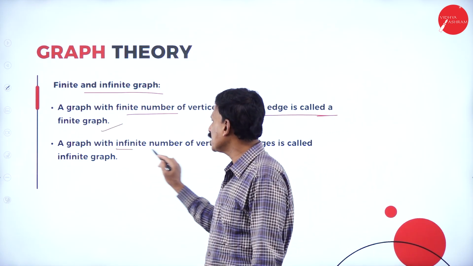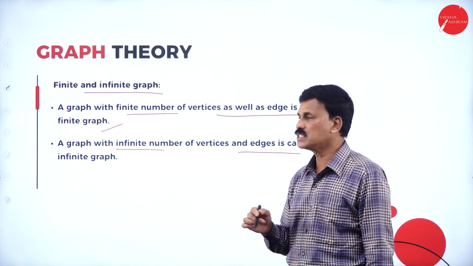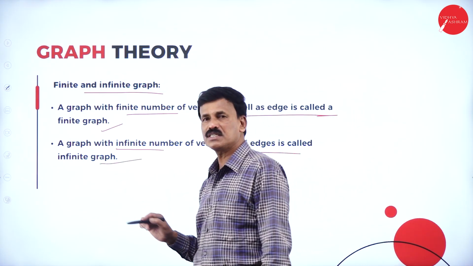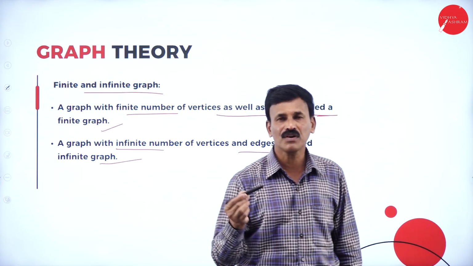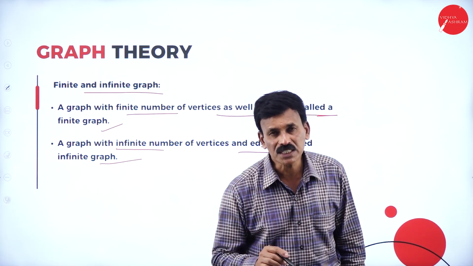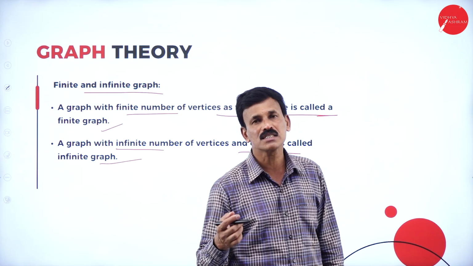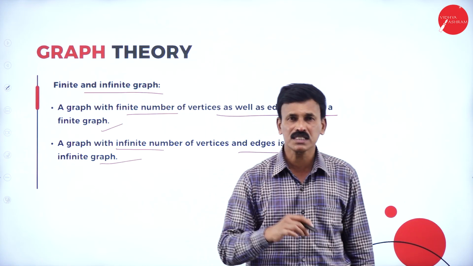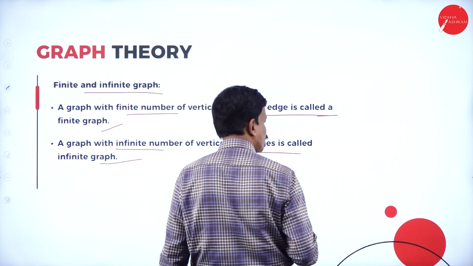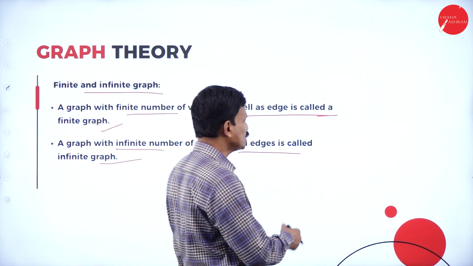On the other hand, if a graph contains infinite number of vertices and the edges, then it is called as an infinite graph. So, if a graph contains finite number of vertex and edges, then it is called a finite graph. If it contains infinite number of vertices and edges, then it is called as an infinite graph. Now, let us take an example. Let me draw a graph for a finite as well as infinite edges.